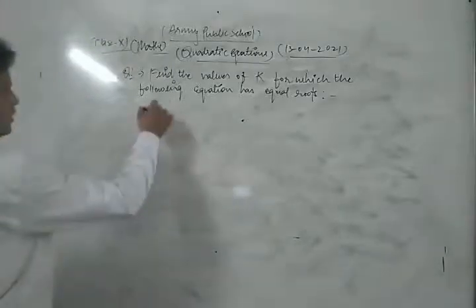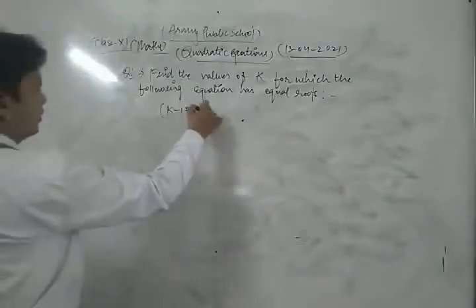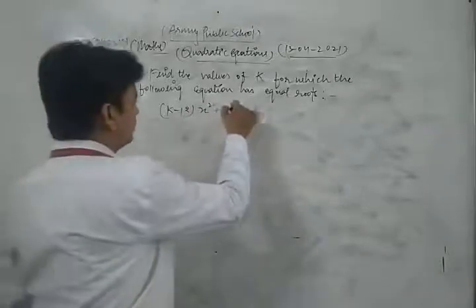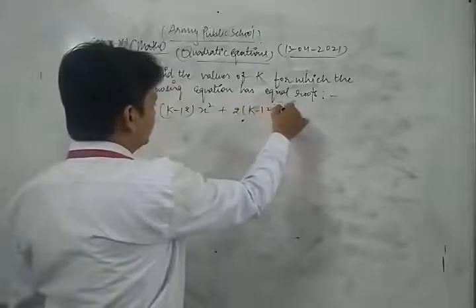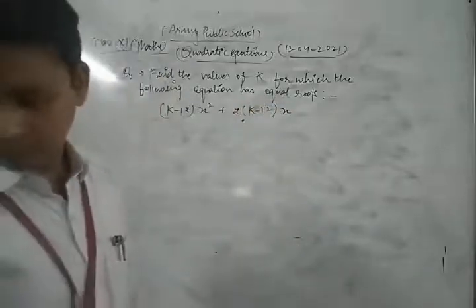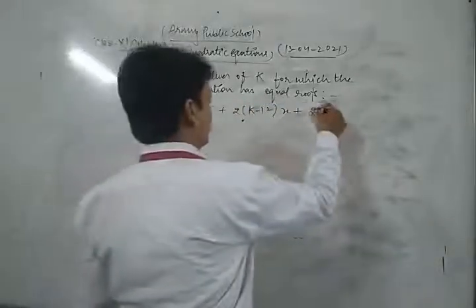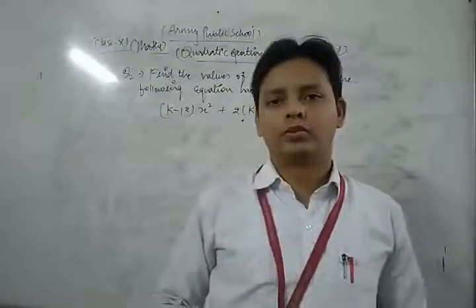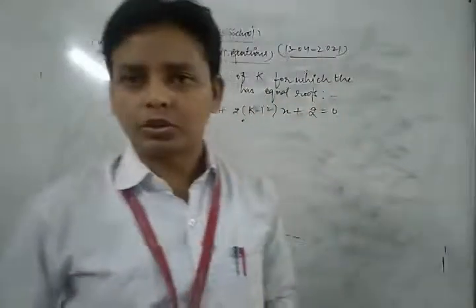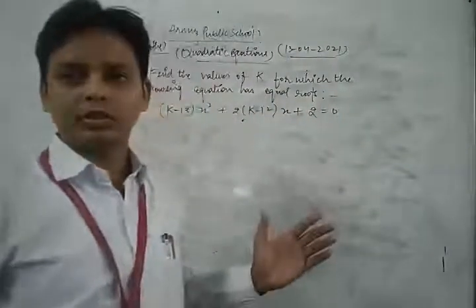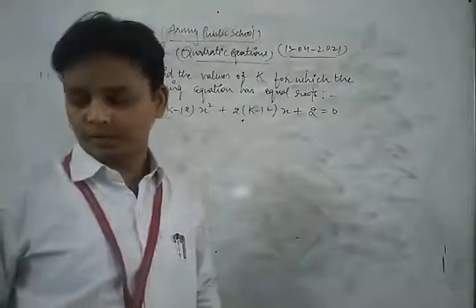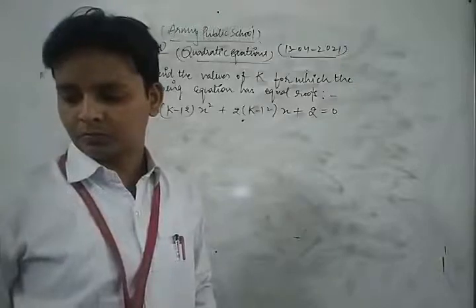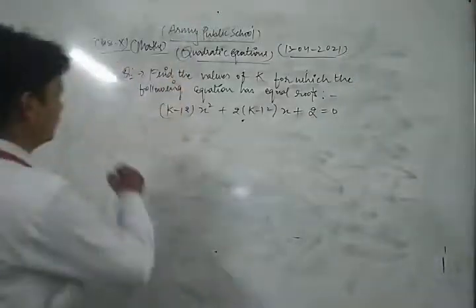And your equation is (k minus 12) x square plus 2 into (k minus 12) into x plus 2 is equal to 0. Okay, this is one of the most important questions of the topic nature of the roots. Okay, let's see very carefully, dear friends. Now let's see its solution.